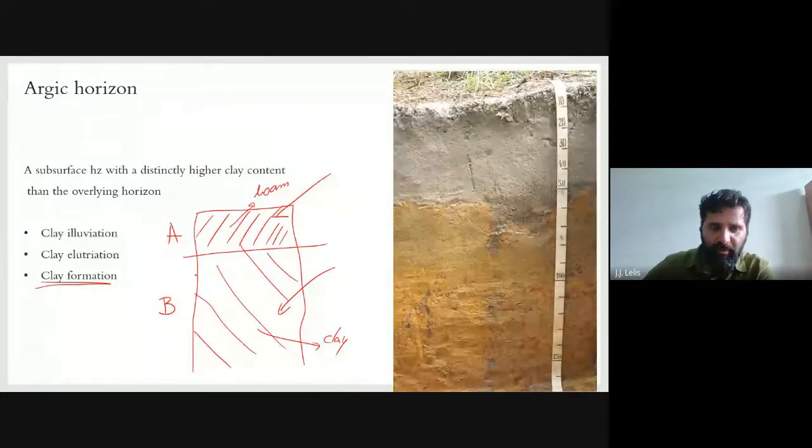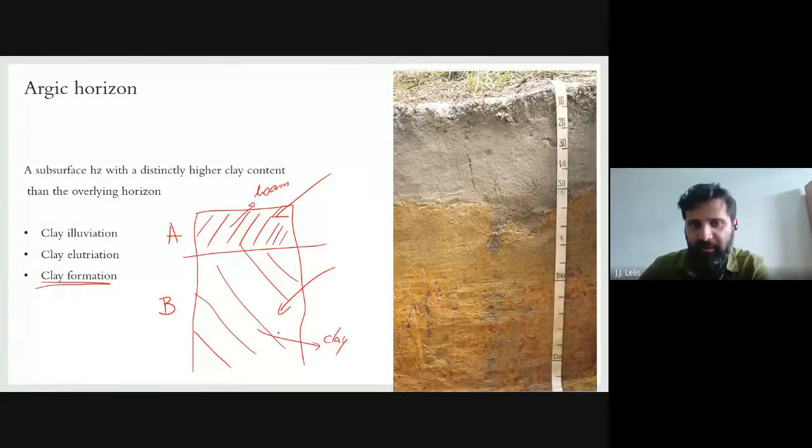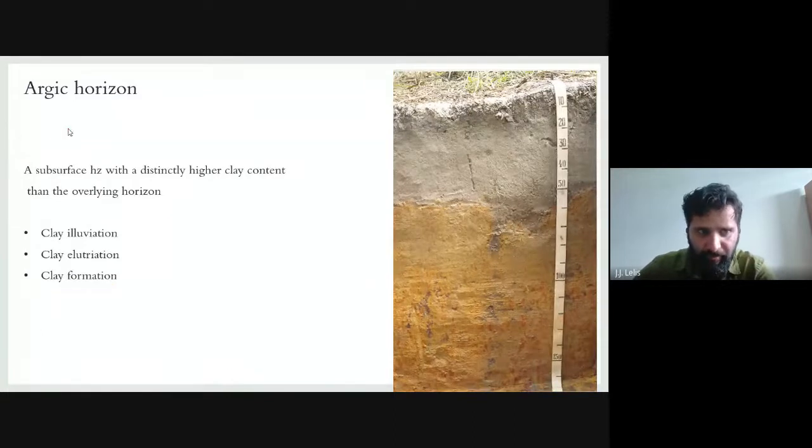So the weathering of the primary minerals and creation of kaolinite, smectite, illite, the secondary minerals, could also create the argillic horizon. Okay? So it's not only the migration of clay, but also the formation of clay that could form an argillic horizon. And of course, the destruction of clay also could create an argillic horizon.